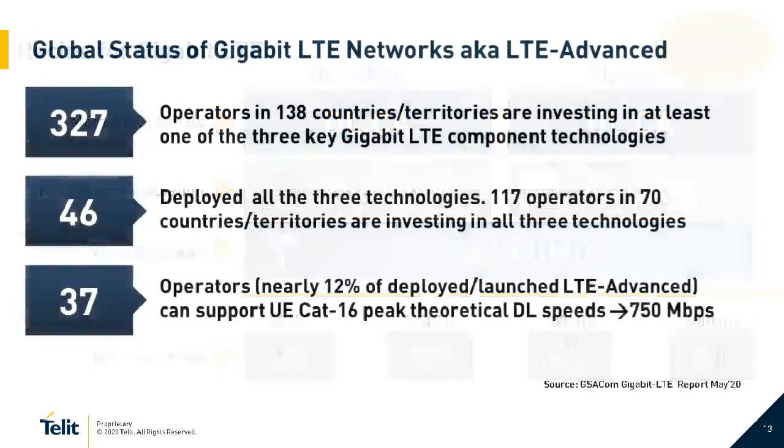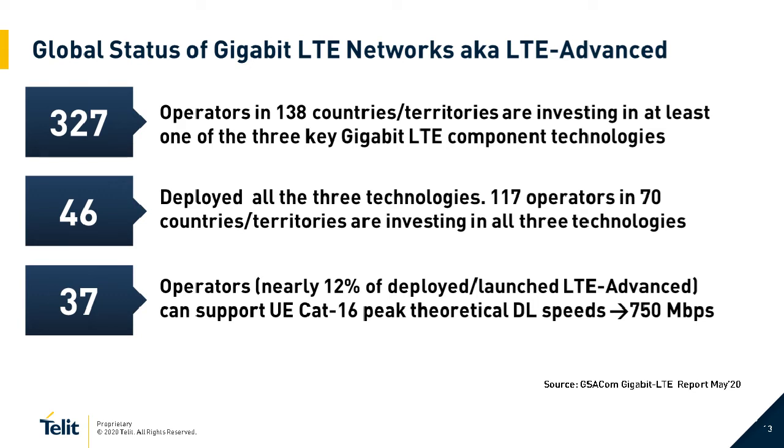But let me just show you the state of the Gigabit LTE networks. This slide is coming from the GSA Corporation because it's basically as new as May of this year. So as of last month, there are a total of 327 operators in 138 countries that are investing in at least one of those three technologies for Gigabit LTE. So those three are, like I said, carrier aggregation, higher order modulation, and MIMO.